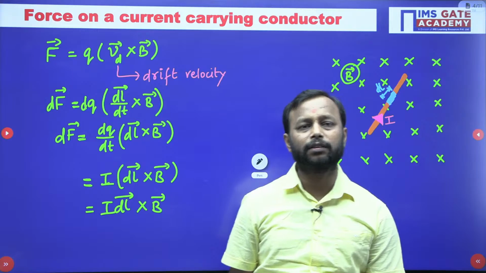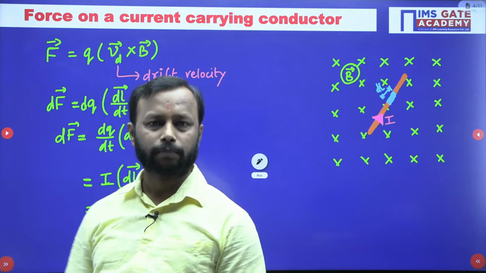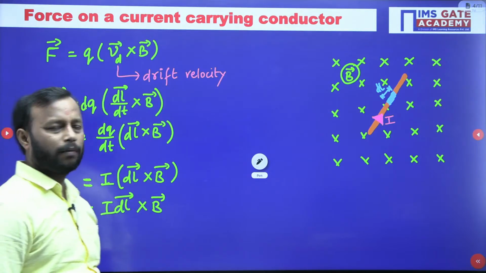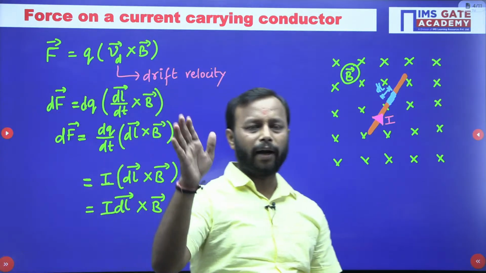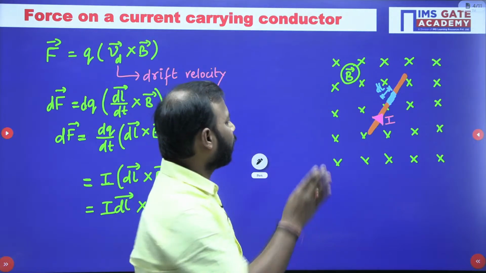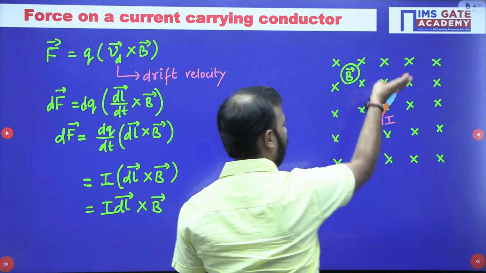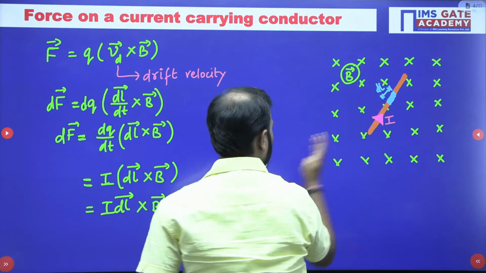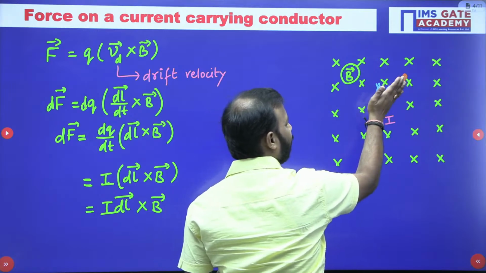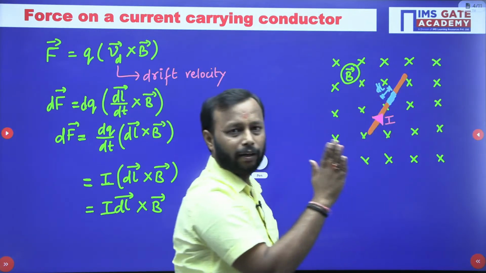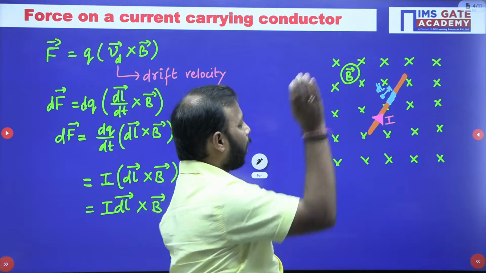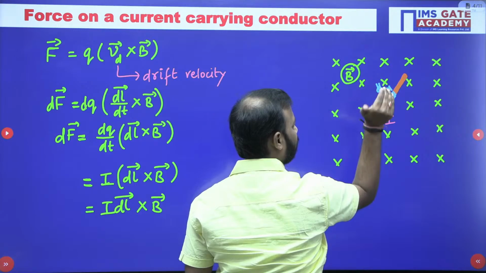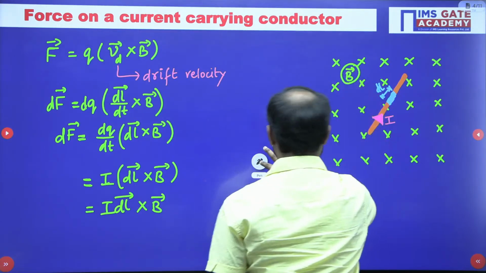So how to find its direction from I dl cross B? Very simple. Again, use your right hand, point your forefinger in the direction of I dl, because the first term is I dl. I dl is upward. And the magnetic field is inside. So curl your forefinger in the direction of the magnetic field. First I dl, then inside. It means that the force is upward.